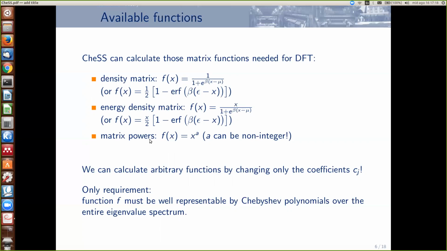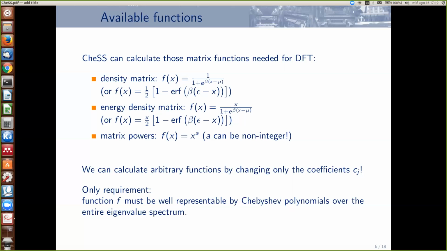And we can also calculate matrix powers. The important thing here is that the exponent a can also be non-integer, so we can also calculate square roots, inverse square roots, and so on. This is what we have at the moment, but it's very easy to generalize this to calculate other functions. The only thing that we have to change are the expansion coefficients. And within the code, this can be done within maybe 10 lines.